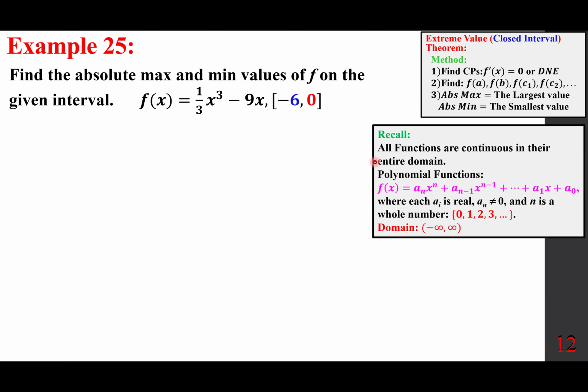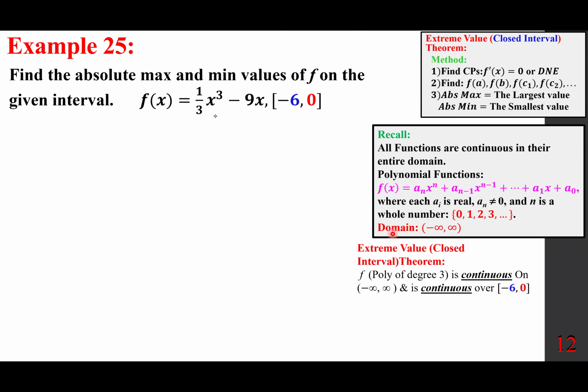In the case of a polynomial, where f of x is a sub n x to the power of n all the way to a sub 0, where each a sub i is real, a sub n can't be 0, and n is a whole number, 0, 1, 2, 3 to infinity, the domain is all real numbers. So what do we have here? Polynomial of degree 3, which makes it continuous from negative to positive infinity, which makes it continuous in the given interval because this contains the given interval. So we are going to go with the extreme value or closed interval theorem.